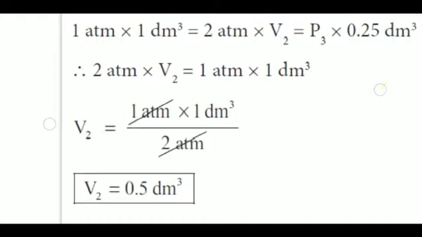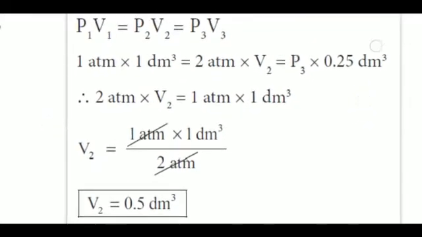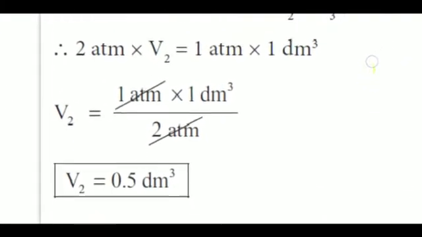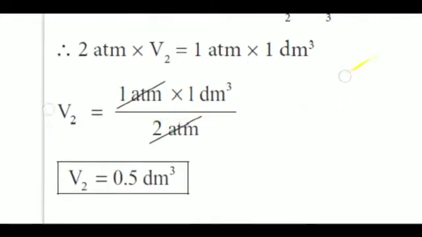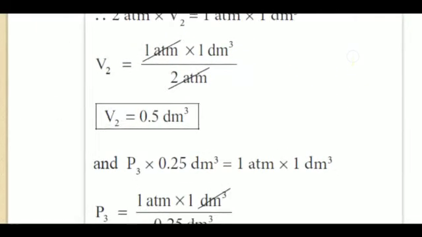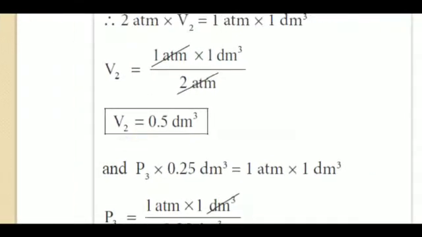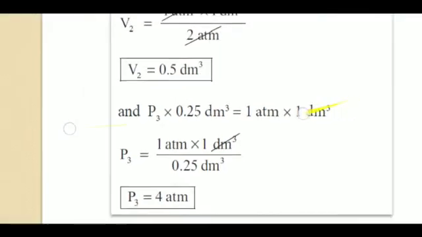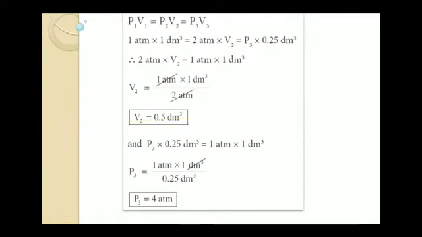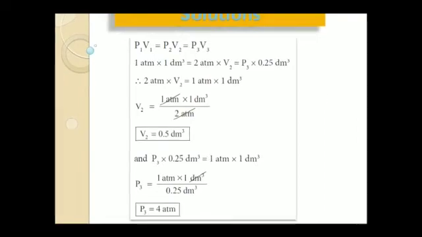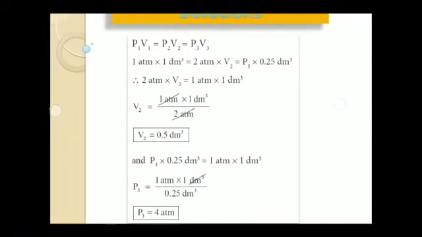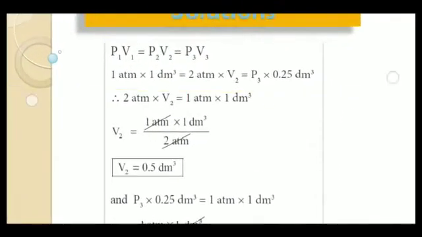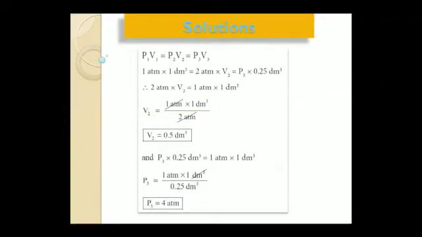So we equate the P1 V1 with P3 V3. So 1 atmosphere into 1 decimeter cube is equal to P3 into 0.25 decimeter cube. We need P3, so the rest of the things we bring to the opposite side. So P3 is equal to 1 atmosphere into 1 decimeter cube divided by 0.25 decimeter cube. Now we cancel both the decimeter cube. 1 by 0.25 becomes 4. So P3 is equal to 4 atmosphere.